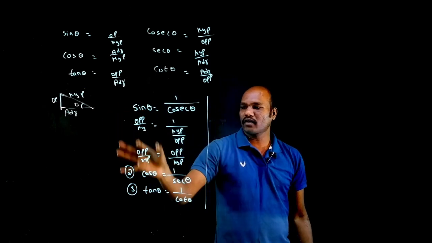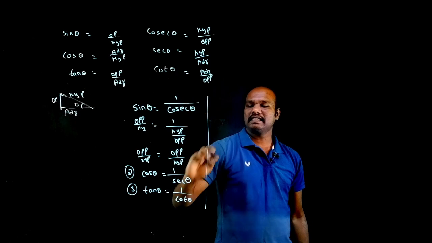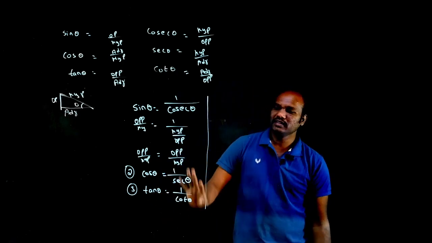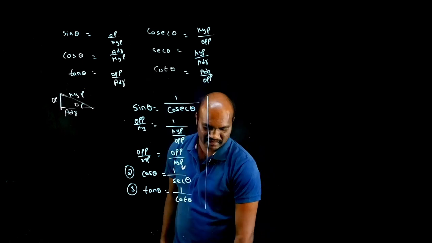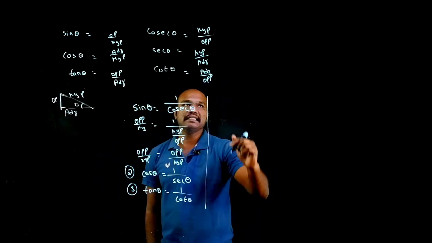Just write, cos theta means what? Adjacent by hypotenuse. 1 by hypotenuse by adjacent, it will just flip to adjacent by hypotenuse. So they become the same. So 2 and 3, can you do it on your own? Yes or no? Yes. Okay. Next, the derivation.